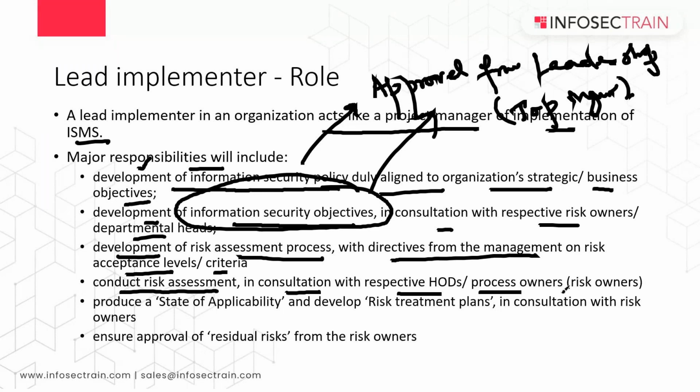Lead implementer would also be responsible to produce that statement of applicability we just talked about in the previous slide, and then develop the risk treatment plans in consultation with the risk owners. He or she also needs to ensure approval of the residual risks from the risk owners, because every risk cannot be 100% mitigated. Even after putting in a control, there may be some residual risk. So the standard requires that the risk owners should approve the residual risk, and the lead implementer would be playing a role there in getting those approvals.